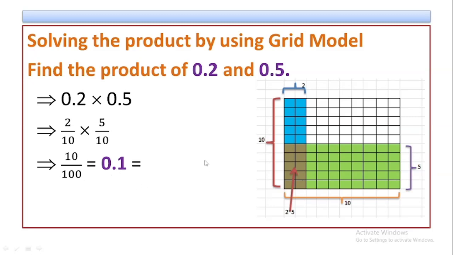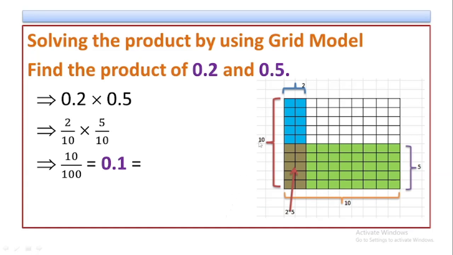Before that, we can use the grid model. We can use 100 squares, 10 times 10. Now here, when we count, there are 100 squares in this picture.